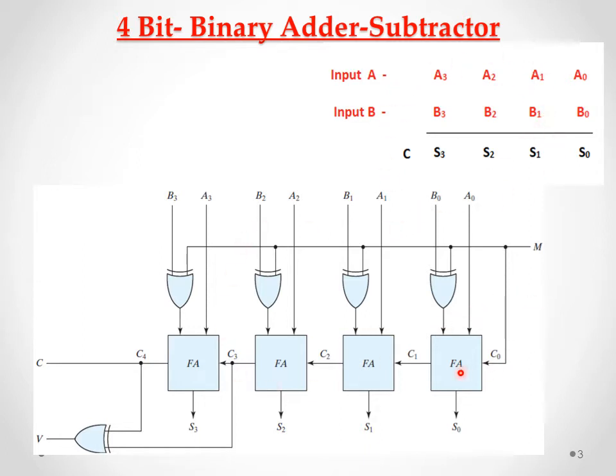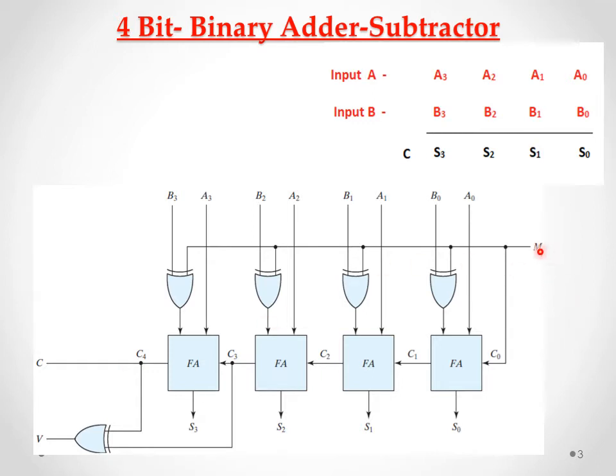So this is the 4-bit binary adder subtractor. Four full adder circuits are used. From the full adders, the outputs are sums S0, S1, S2 and S3, and the inputs are A0 and B0, and the input carry is C0. In each full adder, the output carry is propagated to the next stage. So the first full adder's output carry is C1, the second's is C2, the third's is C3, and the fourth's is C4. That is the final carry.